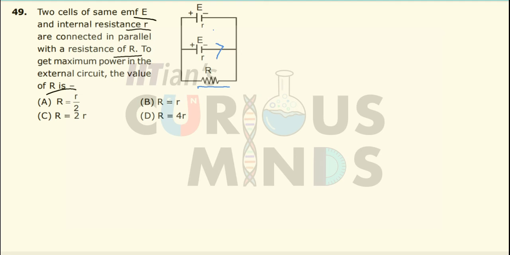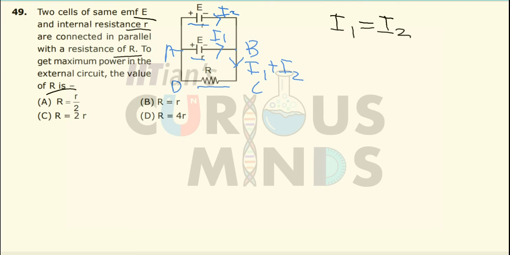Let us assume there is a current I1 flowing through the first cell and I2 flowing through the second cell in this direction. Let me say this junction over here is B, this is A, this is C, this is D. At the junction B, the total incoming current is I1 plus I2, so the total outgoing current will be equal to I1 plus I2. If you see the circuit carefully, the circuit is symmetric for the cell that is above and the cell that is below. So I can clearly say that I1 will be equal to I2 because the internal resistance as well as the EMF of both the cells are the same.